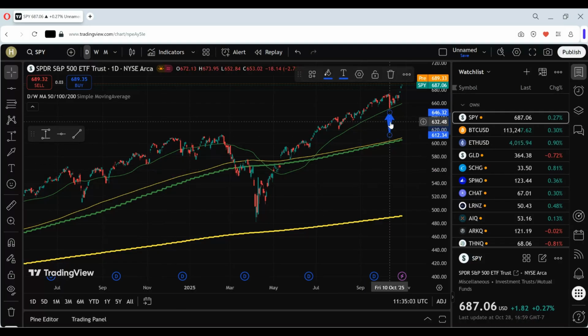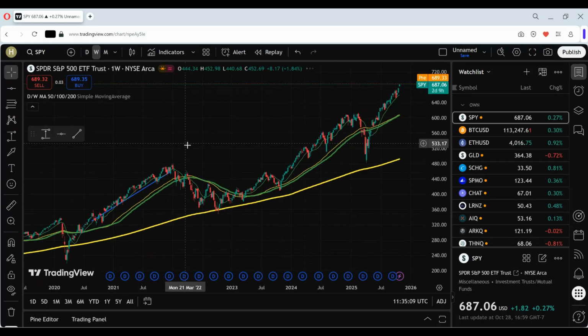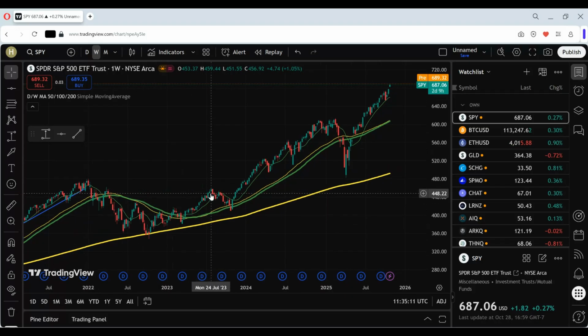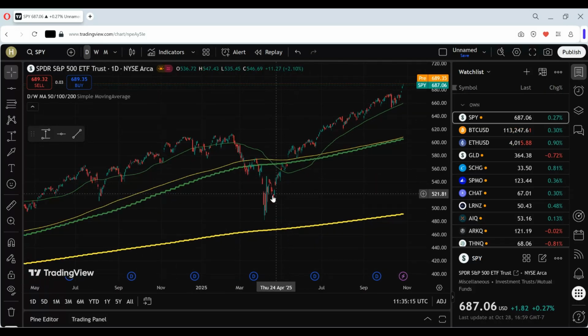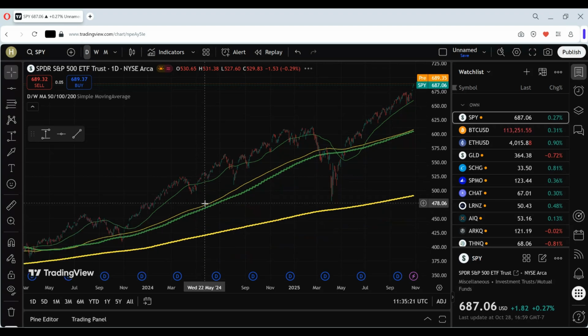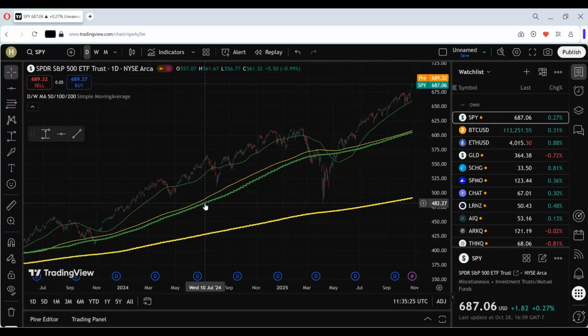The other moving averages are also squiggly lines. This yellow one, I'll make the chart a weekly chart. I guess I'll go back to daily. The yellow one is a 200-day moving average, thin yellow. And that's usually important also. If you get below that, people get real scared. So that's an important level.